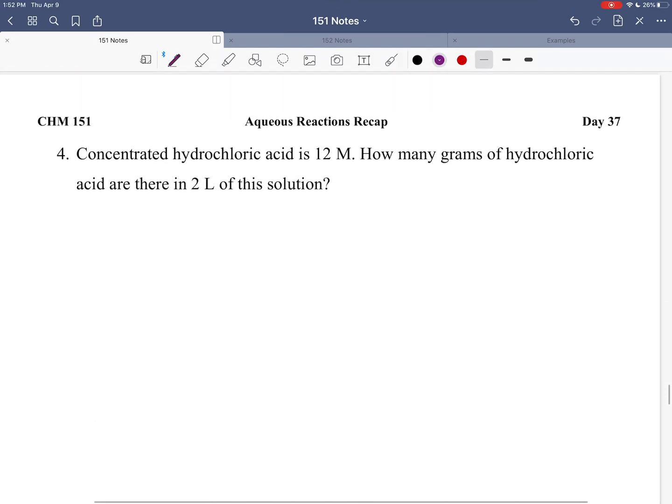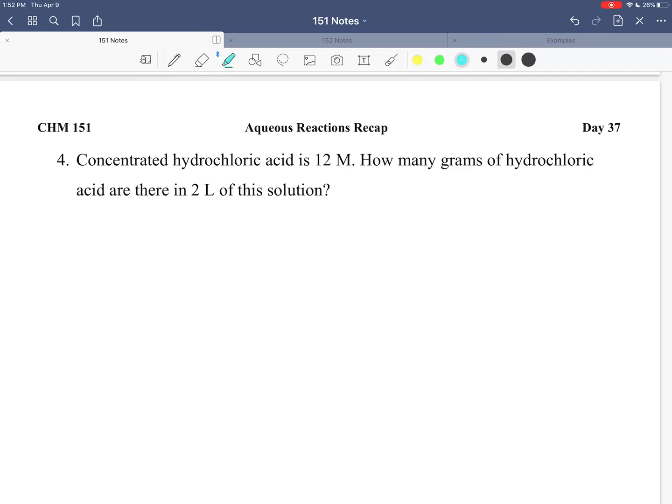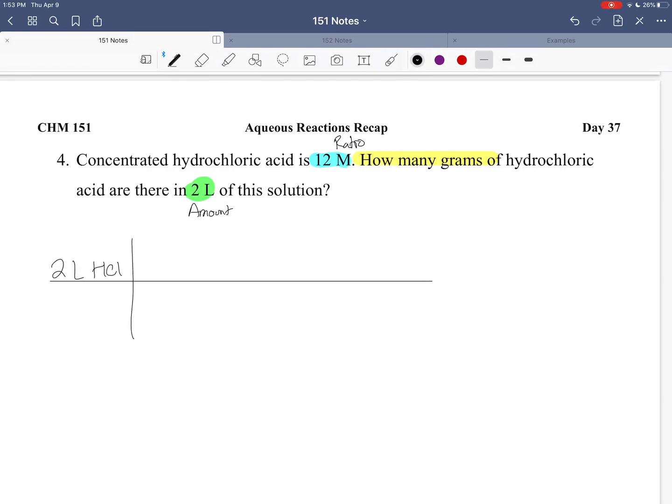Moving on to number 4. Concentrated hydrochloric acid is 12 molar. How many grams of that hydrochloric acid are there in 2 liters? So we have an amount here of 2 liters, and a ratio of 12 moles per liter. So let's start with our amount. 2 liters of HCl. We know that for every 1 liter of HCl, there happens to be 12 moles of HCl.